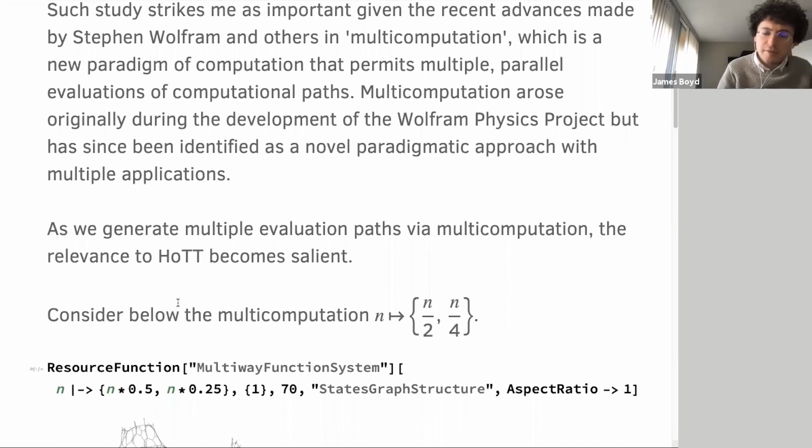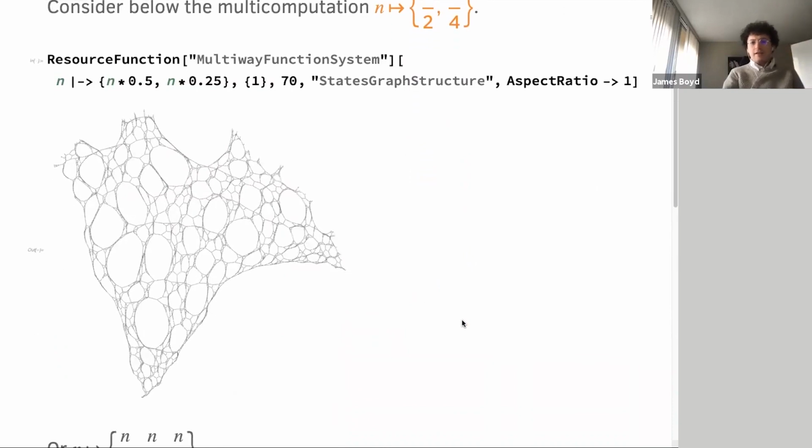So consider below. We have a multicomputation where we're going to evaluate according to two distinct paths. And as you'll see, these paths often overlap and they form this highly non-trivial emergent structure. So we're going to send n with each iteration to n over 2 and to n over 4. And we yield this perforated, interesting structure just with these two parallel evaluations.